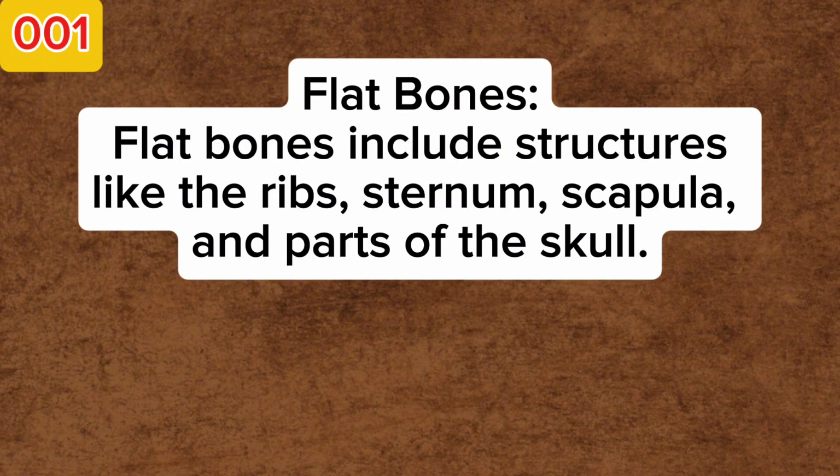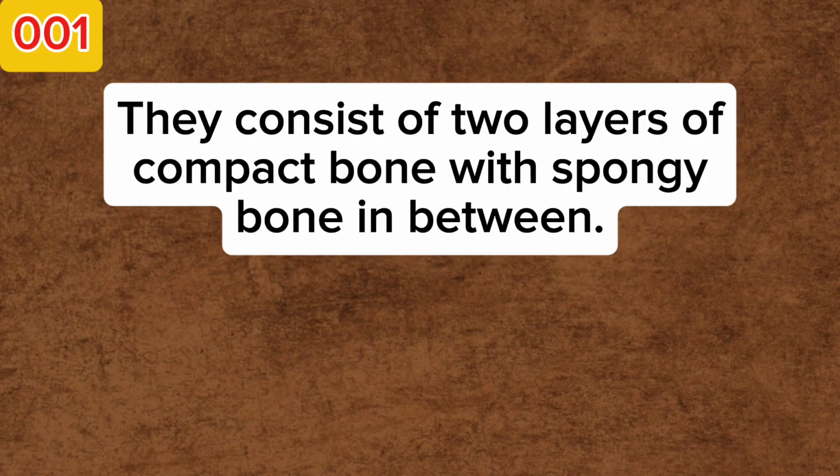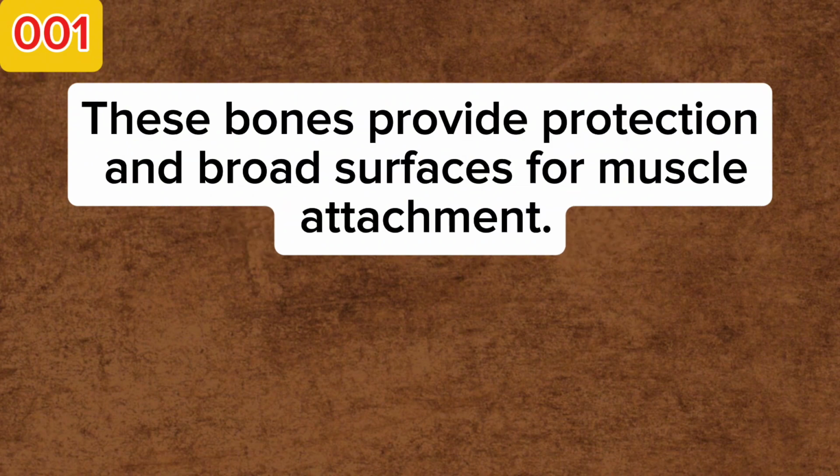Flat bones. Flat bones include structures like the ribs, sternum, scapula, and parts of the skull. They consist of two layers of compact bone with spongy bone in between. These bones provide protection and broad surfaces for muscle attachment.